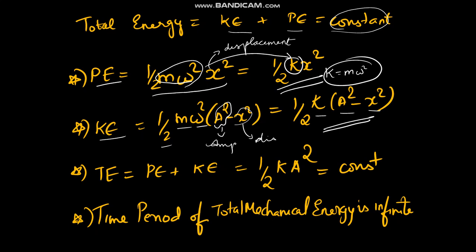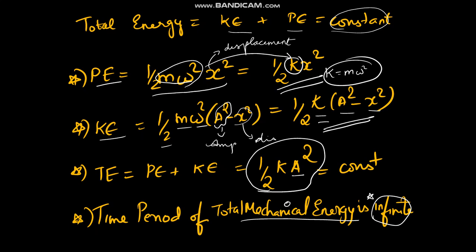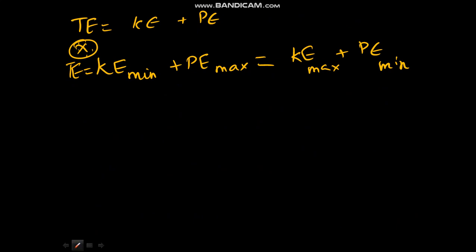And total energy is the sum of kinetic energy plus potential energy, that is equal to 1 by 2 k a square, so 1 by 2 k into the square of the amplitude. And the time period of total mechanical energy is infinite. So this point you must remember. Potential energy is 1 by 2 k x square, kinetic energy is 1 by 2 k into (a square minus x square), and total energy is kinetic energy plus potential energy.